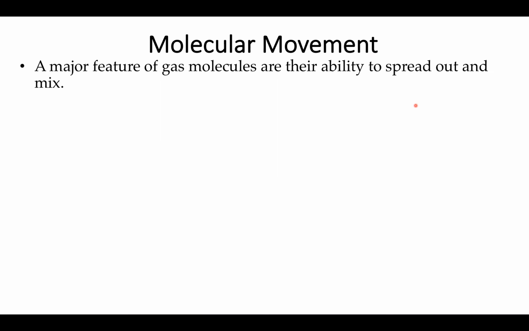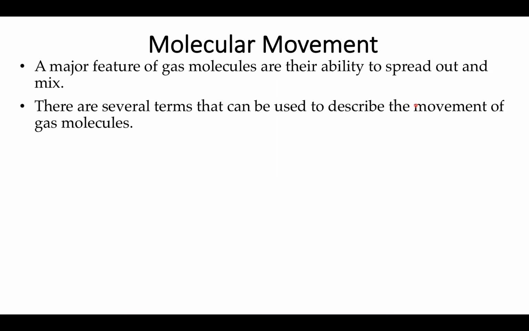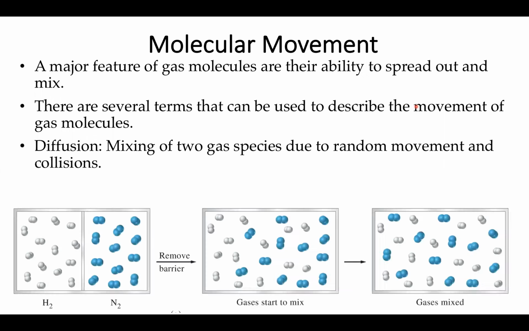Now, there are several different terms we use to describe the movement of gas molecules. So we're going to be looking at two specifically. The first of which is one you're probably familiar with, and this is the idea of diffusion. If I have two different gases, and let's say I separate them by a barrier, all of my hydrogen's on the left, all my nitrogen's on the right. If I remove that barrier, then what happens is the gases diffuse into the space held by somebody else.